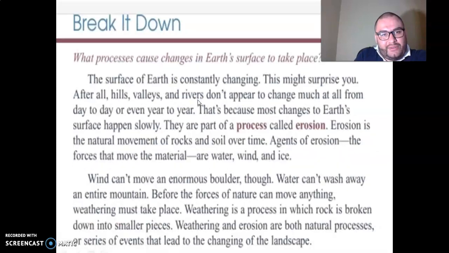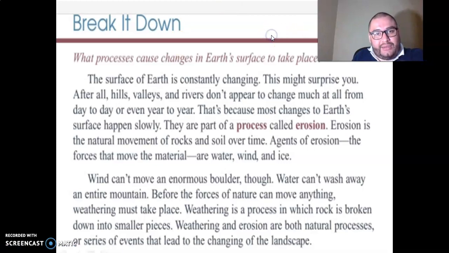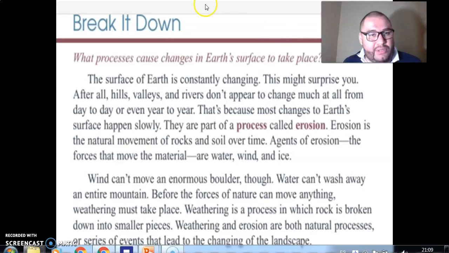So the topic of lesson 3 is on lesson 3, Break It Down. The class is going to start with one question: What processes cause changes in Earth's surface to take place? The surface of Earth is constantly changing. This might surprise you, right? After all, hills, valleys, and rivers don't appear to change much at all from day to day or even year to year. That's because most changes to Earth's surface happen slowly. They are part of the process called erosion. Erosion. This is the topic.